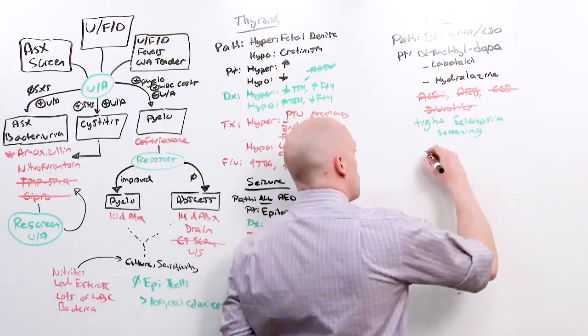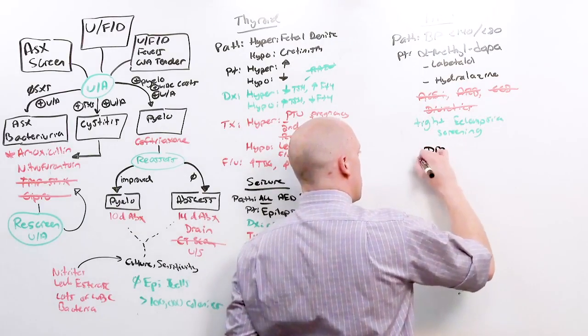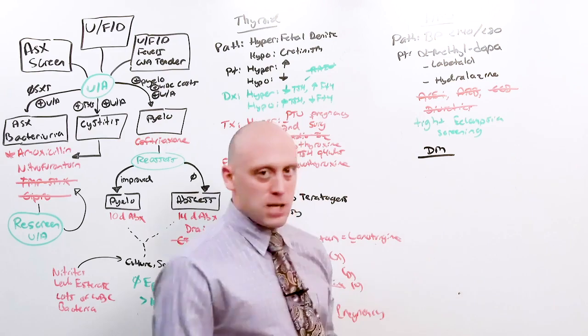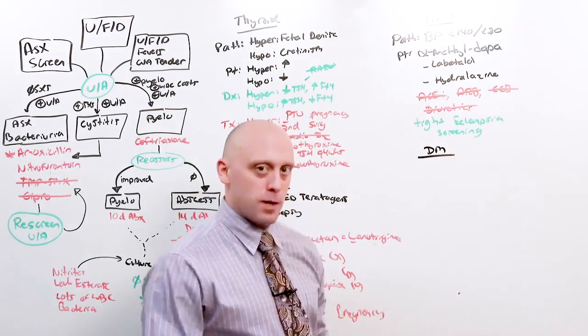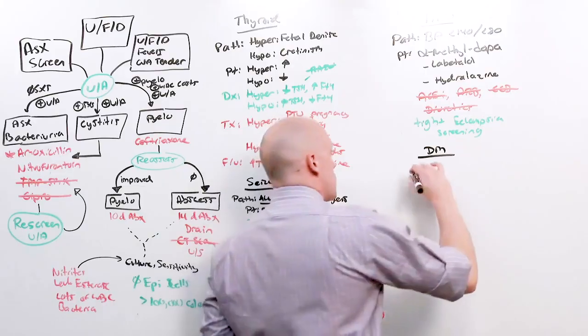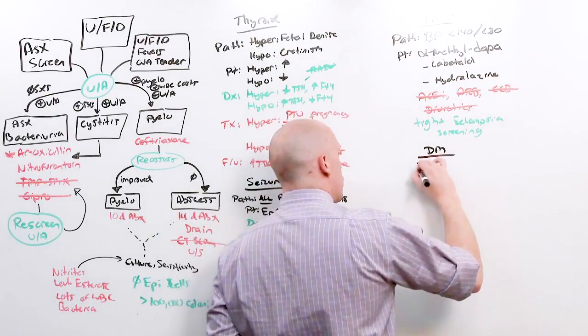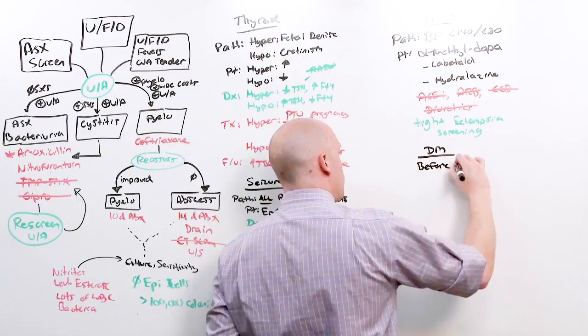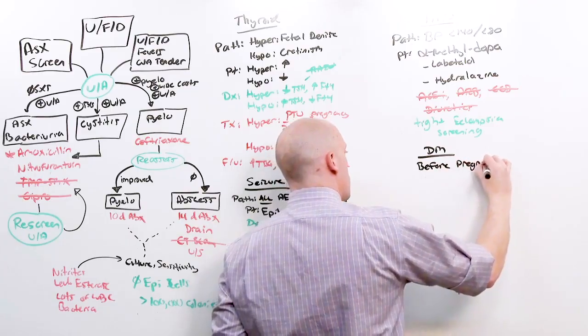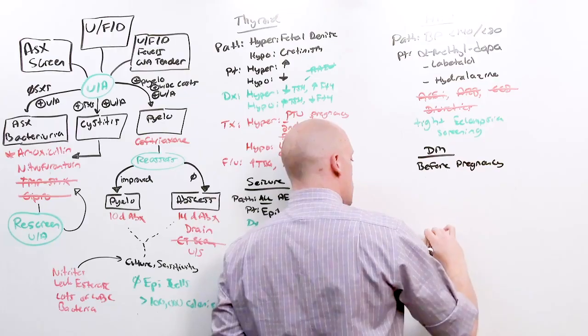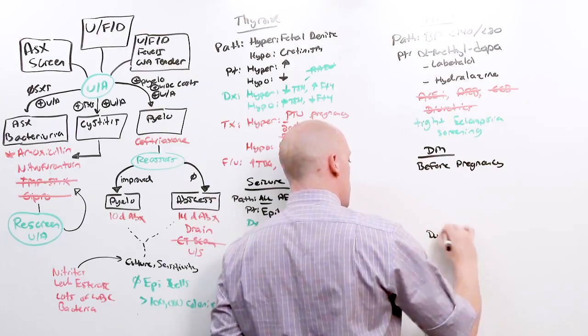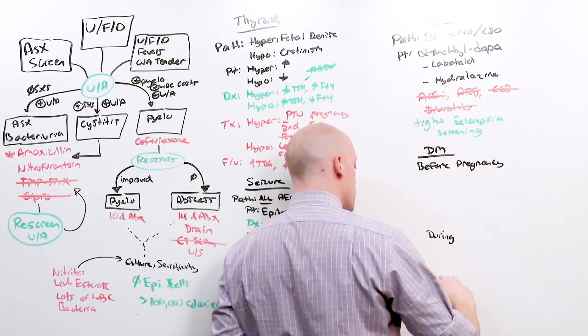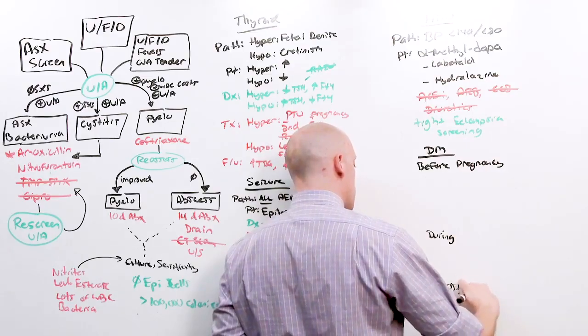Lastly is diabetes. What do you do with someone who has diabetes before she gets pregnant? Not gestational, but actual diabetes. There's three considerations. The first is before pregnancy, preparing her to get pregnant. What happens during the pregnancy, and what happens immediately after, that is, as she delivers.